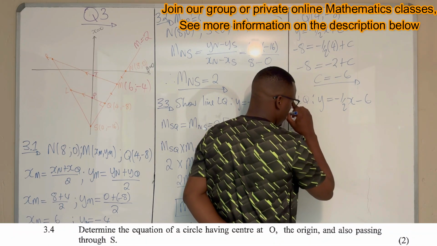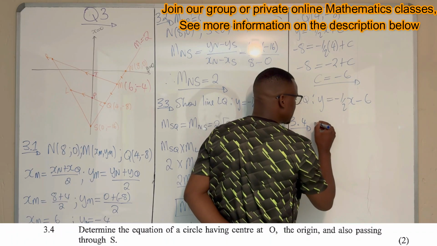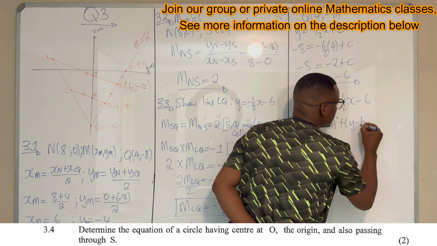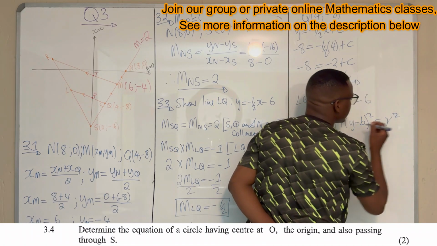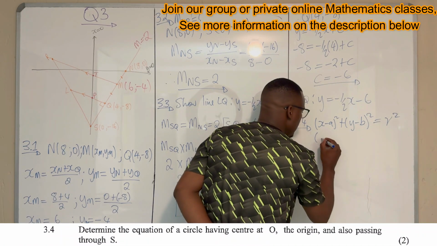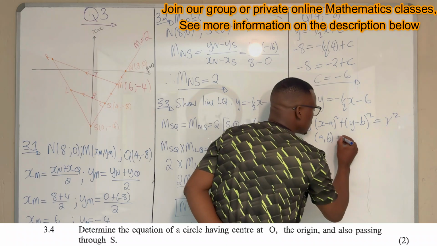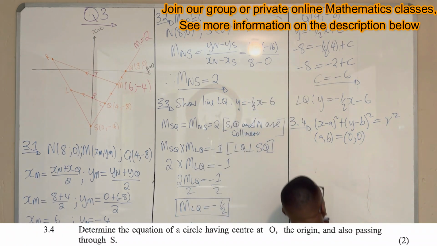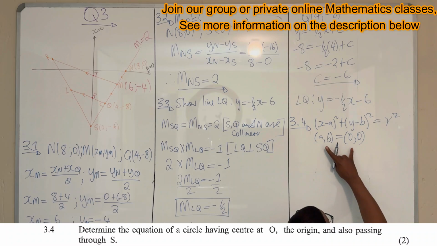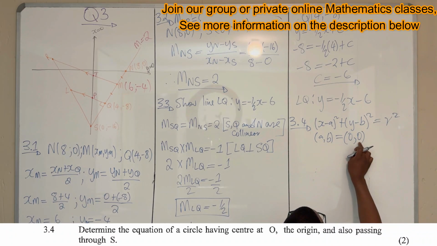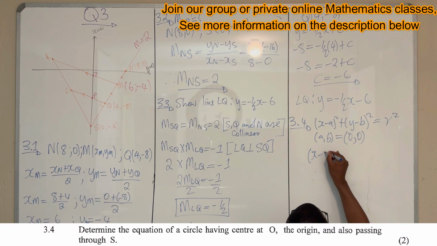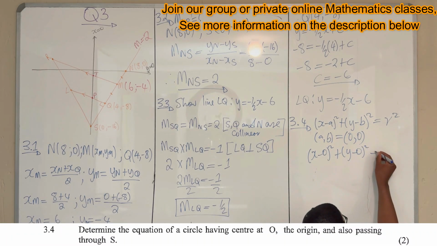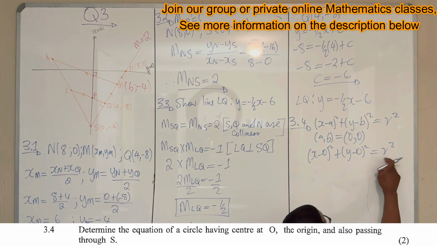The equation of a circle is in the form (x minus a) all squared plus (y minus b) all squared equal to the square of the radius of that circle, where a and b are the coordinates of the center, which is 0 and 0 in this case. So we're going to substitute the coordinates of the center there. So we're going to have (x minus 0) all squared plus (y minus 0) all squared is equal to r all squared. So we need to find the value of r.